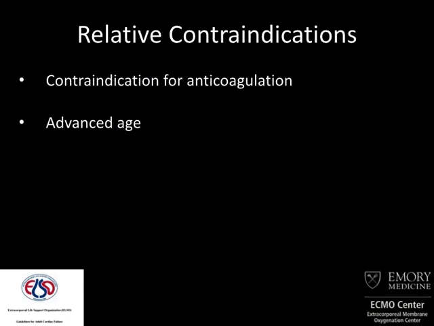The relative contraindications, according to ELSO, are that if patients have a contraindication for anticoagulation, you need to seriously weigh that contraindication versus the risks of cannulation. Advanced age, but they do not define advanced age, so they leave that to us, and the older I get, the further out advanced age looks. And then obesity, because this can preclude patients from various interventions. So those are important things to keep in mind.